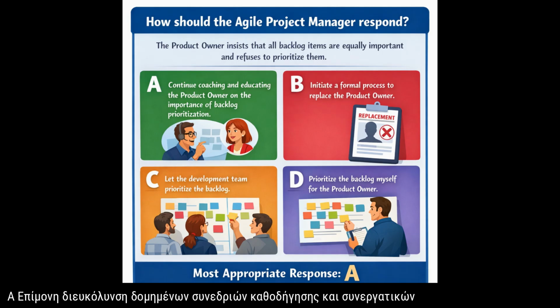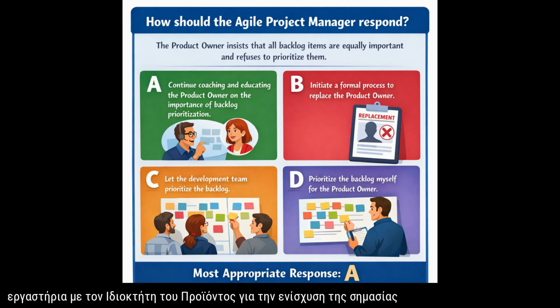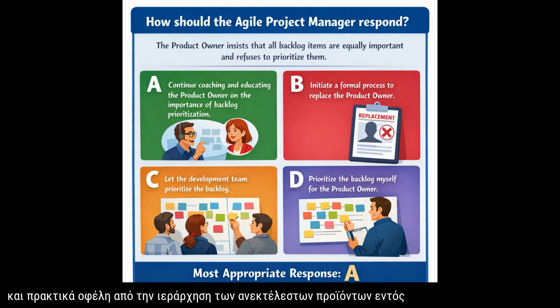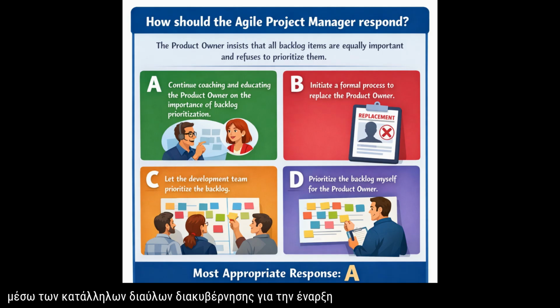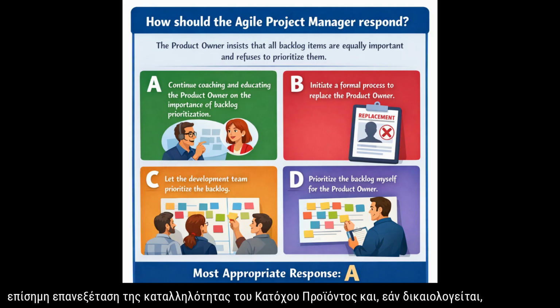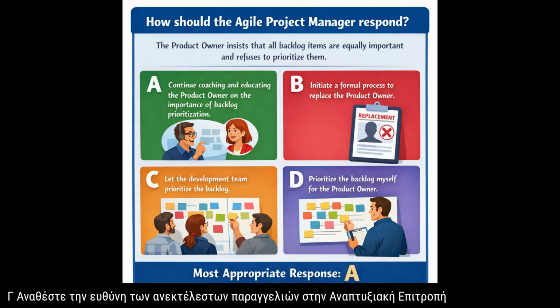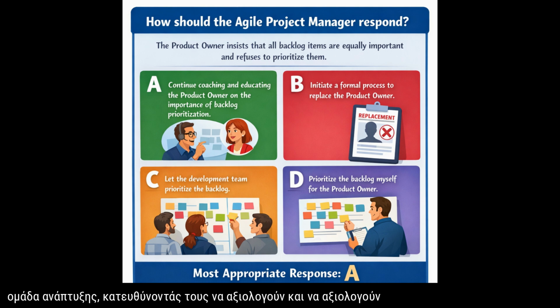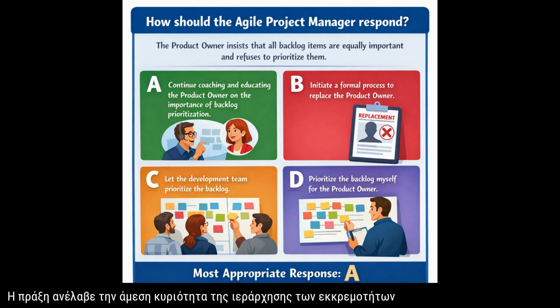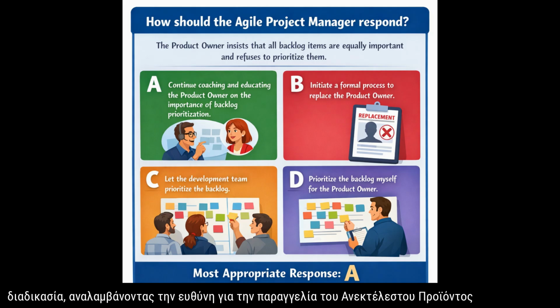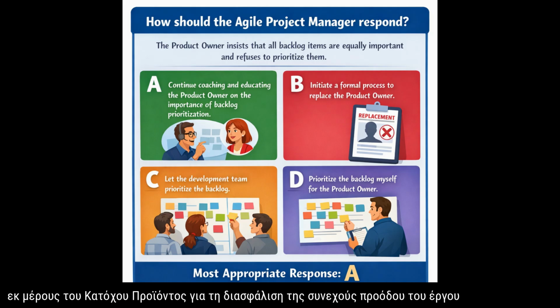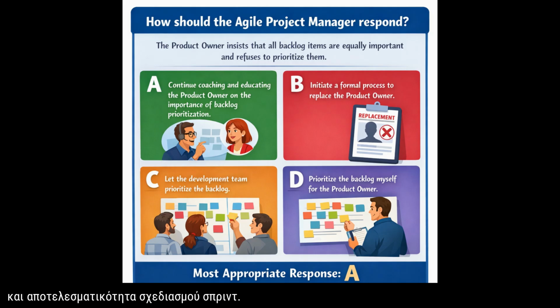A. Persist in facilitating structured coaching sessions and collaborative workshops with the product owner to reinforce the importance and practical benefits of product backlog prioritization within an Agile framework. B. Engage the relevant organizational stakeholders and escalate the matter through the appropriate governance channels to initiate a formal review of the product owner's suitability, and, if warranted, facilitate the process of identifying a replacement. C. Delegate the responsibility of backlog ordering to the development team, directing them to independently assess and rank the backlog items based on their technical understanding and capacity. D. Assume direct ownership of the backlog prioritization process, taking responsibility for ordering the product backlog on behalf of the product owner to ensure continued project progress and sprint planning effectiveness.